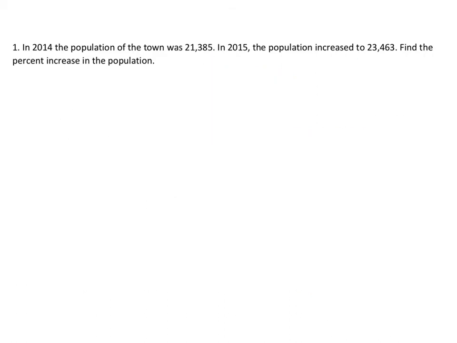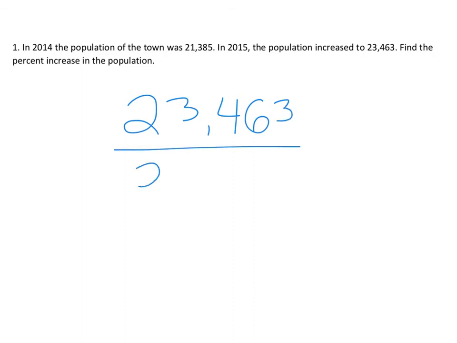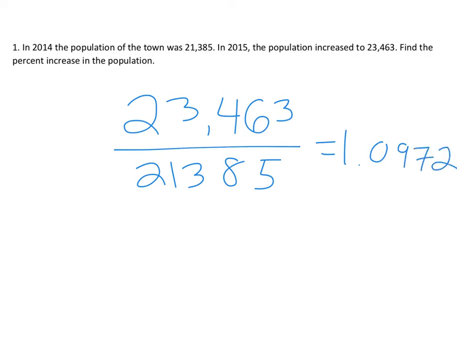The shortcut is I can just put into my calculator 23,463 divided by 21,385. And what I'm going to get is 1.0972. So what this is telling us is that the 23,463 is 100% of the original amount. That's where that 1 is coming from. 100% of the original amount, plus an additional 0.0972 of the original amount.